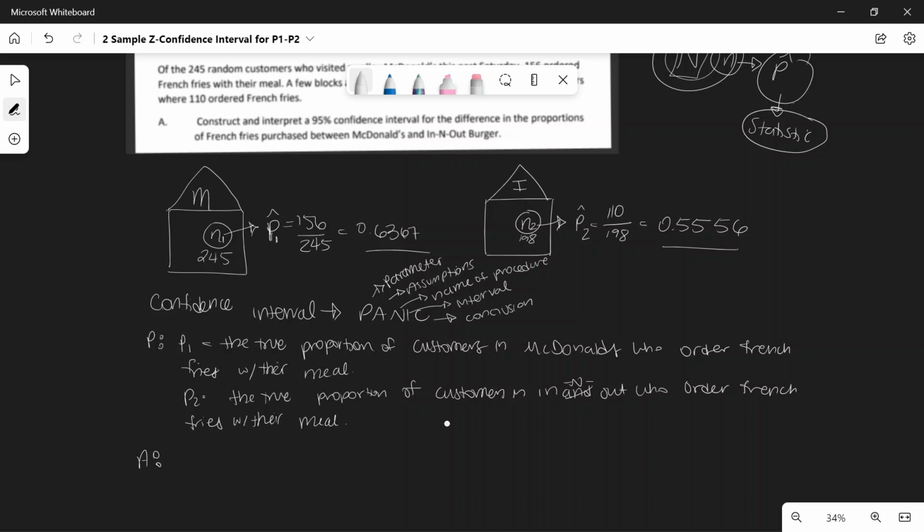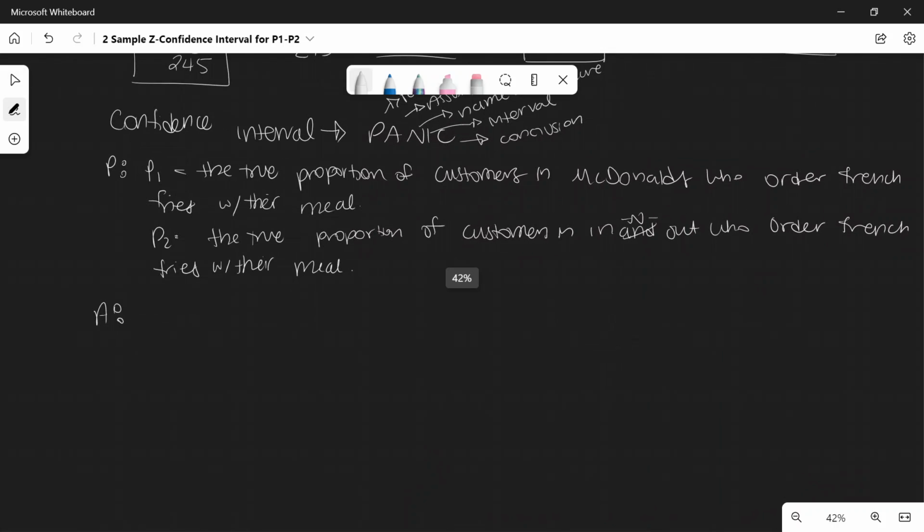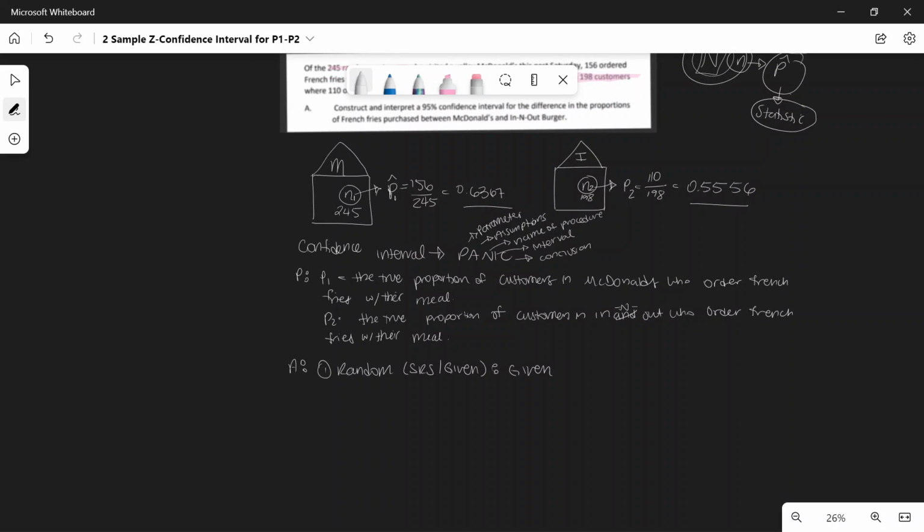Next is your assumptions. You can think of them as conditions that you have to satisfy. The first one is that both samples have to be random, usually a simple random sample, or it's given to you that it's random. In this case, it's actually given to us. It's saying right over here, of the 245 random customers, and over here, In-N-Out Burger had a random 198 customers. So I'm just going to write that down here.